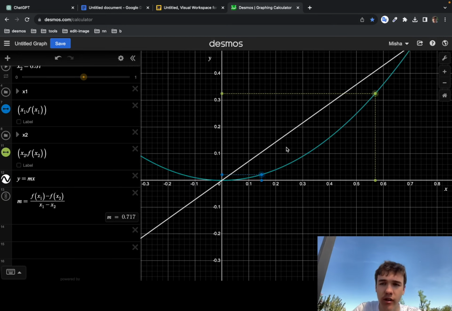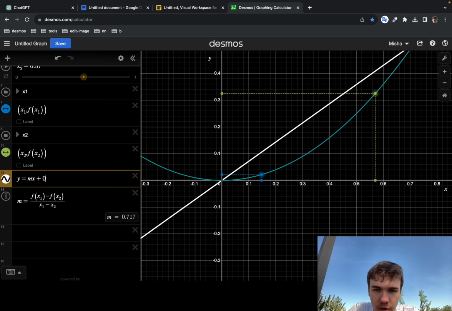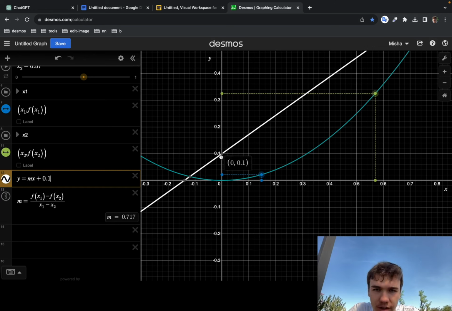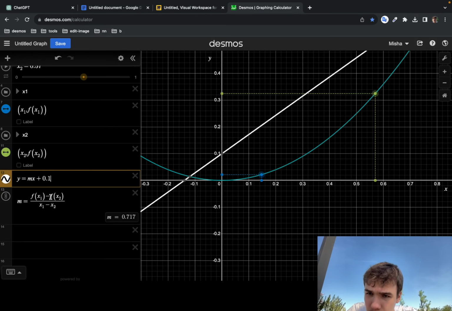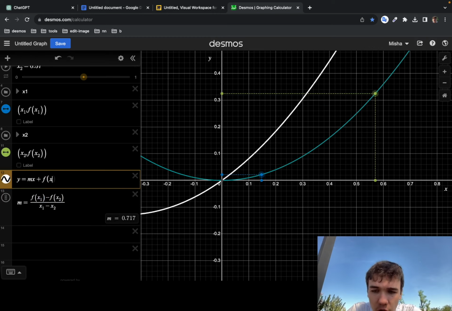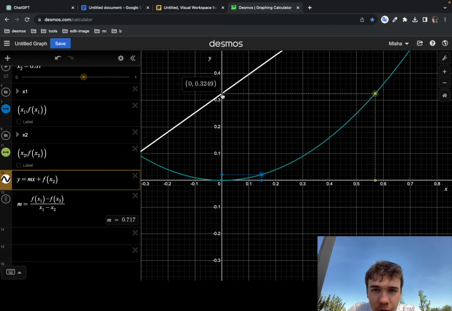So we got our slope first. Then what about our b, our bias, the y-intercept? Plus 0.1, we got here because this is 0.1 on the y-axis. So we're about to do exactly what we just got from here. First I want to make plus y2. What is our y2? Our y2 is f of x2. So let's make f of x2. Okay, and now as you can see, we're on this line pretty much well.